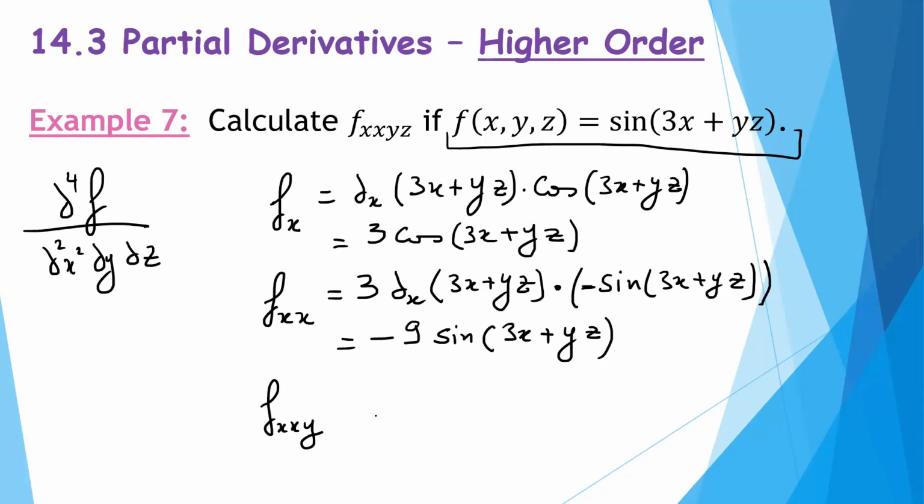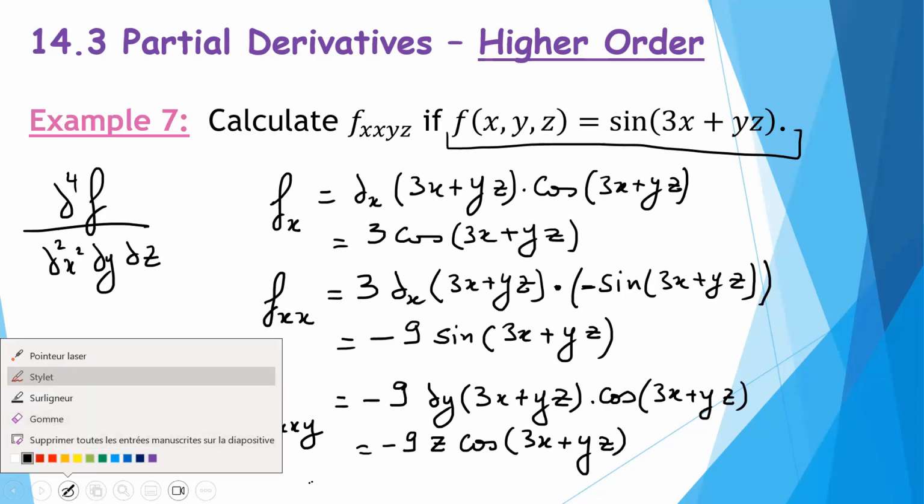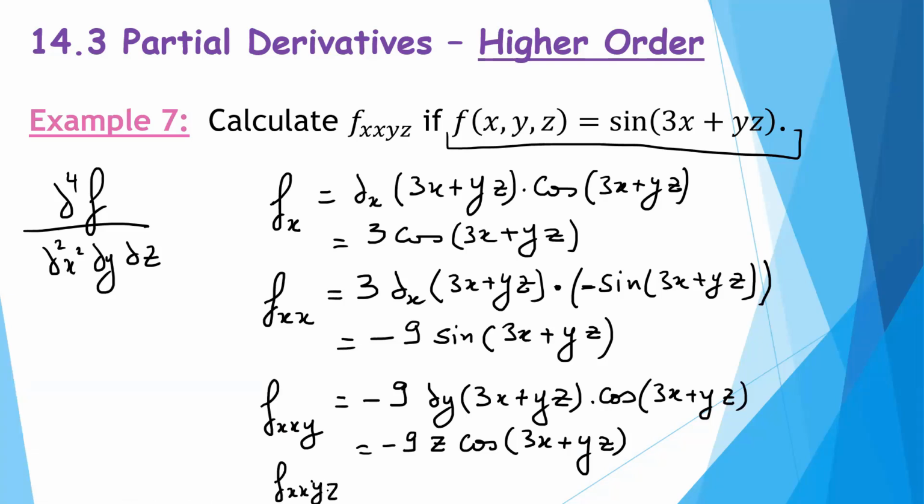The third partial derivative. Now we derive with respect to y. So we obtain minus 9 times dy of the inner part times the derivative of sine here, cosine of 3x plus yz. So what is the derivative with respect to y of 3x plus yz? 0 plus 0 plus z. So minus 9z cosine(3x plus yz). And finally, the fourth one, fxxyz, now with respect to z, is minus 9 constant, dz of z times cosine(3x plus yz).